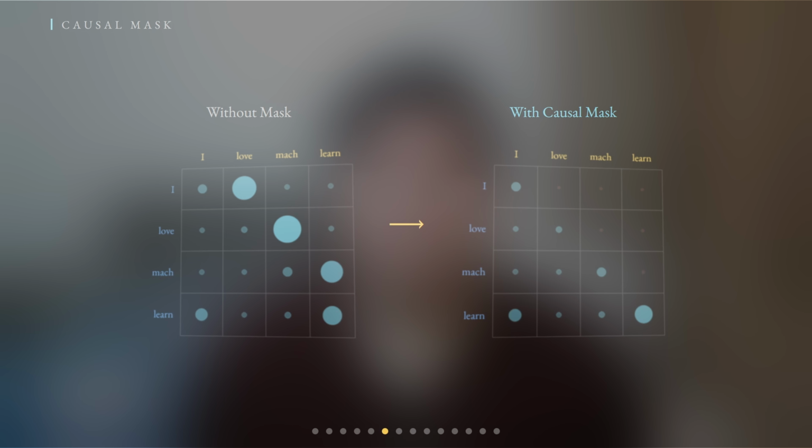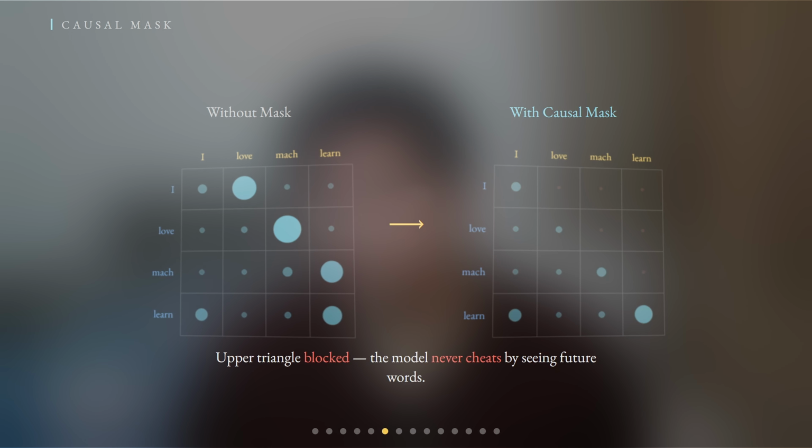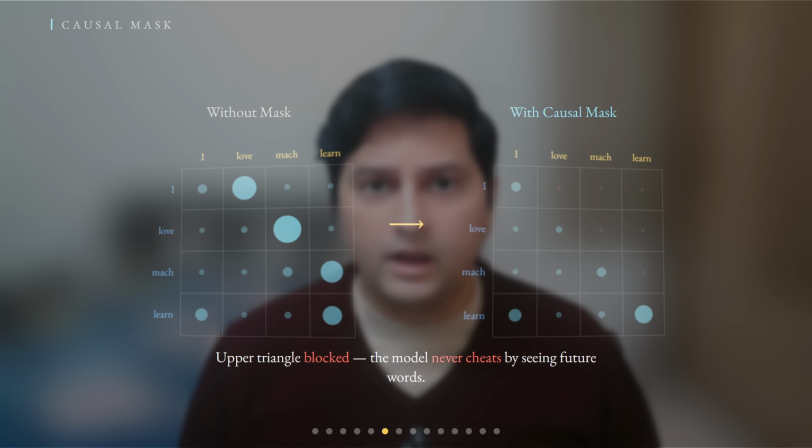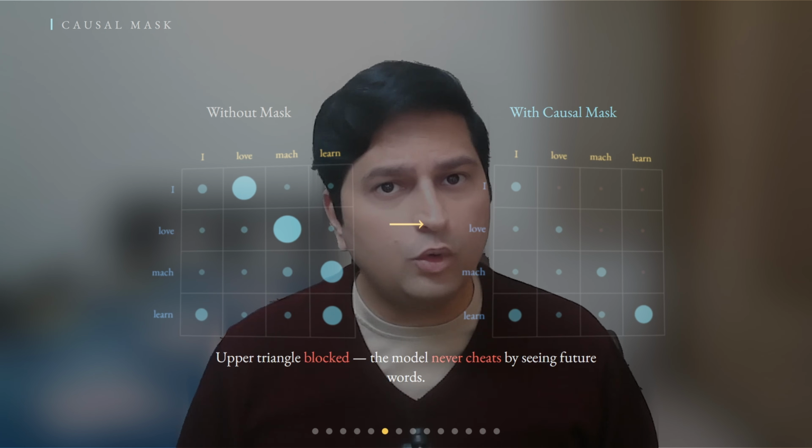Token 4, being the last, can see everything, but the upper triangle is completely red. Those are the blocked connections. The zeros. No token is allowed to peek ahead. This is the causal mask. Simple and elegant. During training, the model processes the entire sequence at once for efficiency. But this mask ensures that each position's prediction depends only on earlier positions. It is as if every token is wearing blinders that only allow it to look backward.